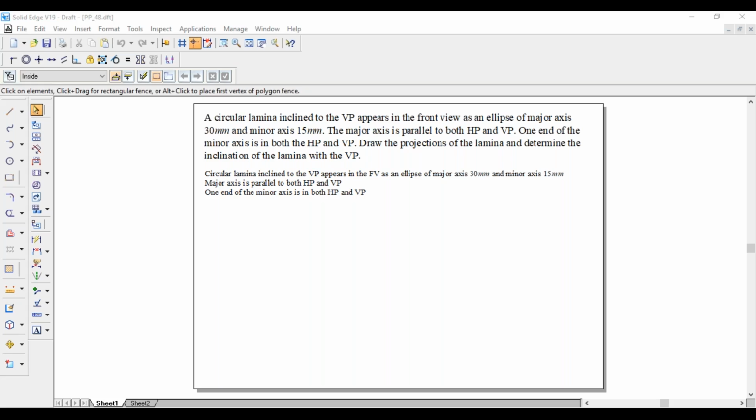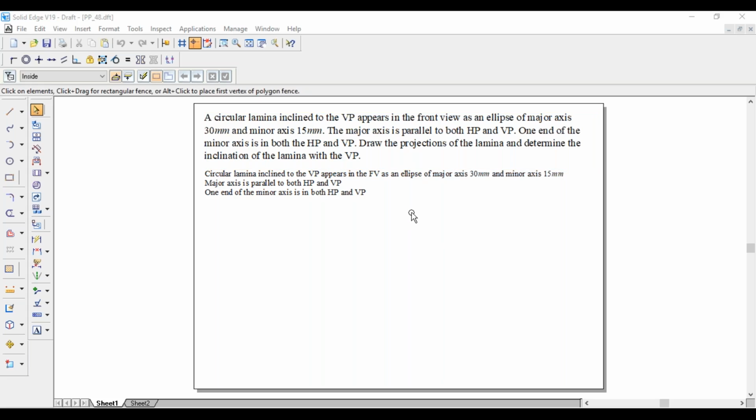Myself Raghavendra. Today we are going with a lamina problem. A circular lamina inclined to the VP appears in the front view as an ellipse of major axis 30 mm and minor axis 15 mm. The major axis is parallel to both HP and VP. One end of the minor axis is in both the HP and VP. Draw the projections of the lamina and determine the inclination of the lamina with the VP.